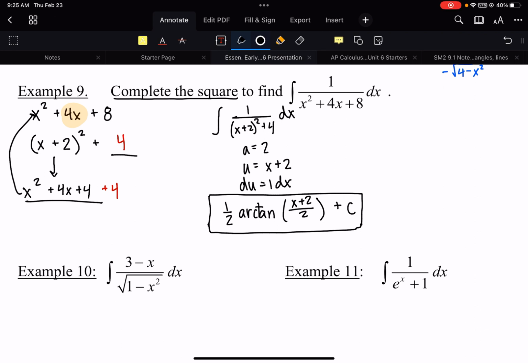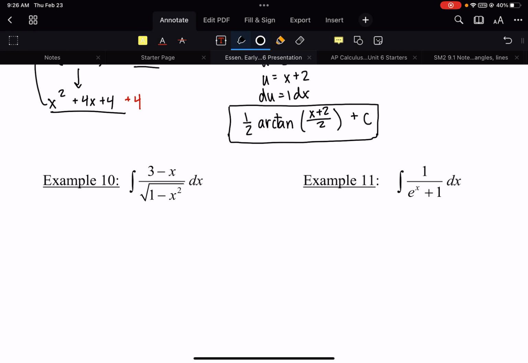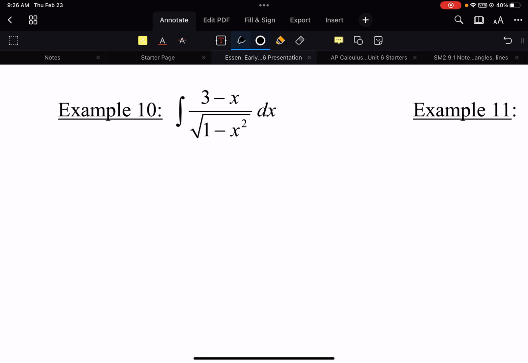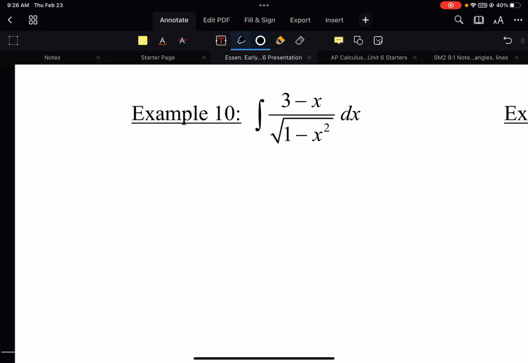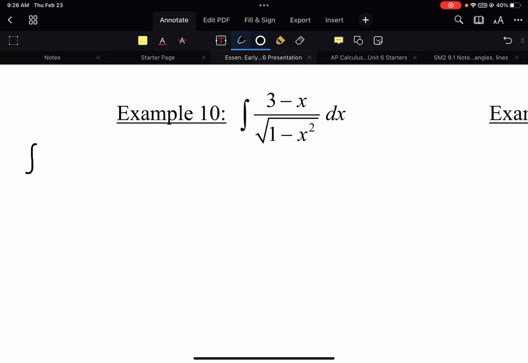All right. So these last two that we're going to do, this is the end, we have to just use creative thinking for. So for number 10, I'm going to start by splitting this up into 2 separate integrals. The integral of 3 over 1 minus the square root of 1 minus x squared minus x over the square root of 1 minus x squared. And they both have a dx there.